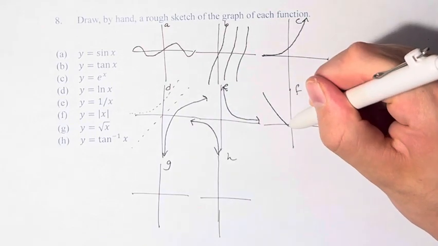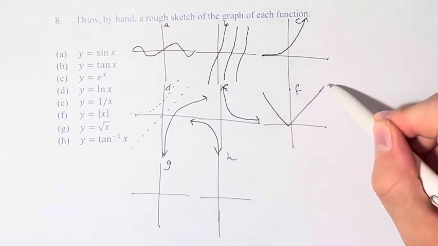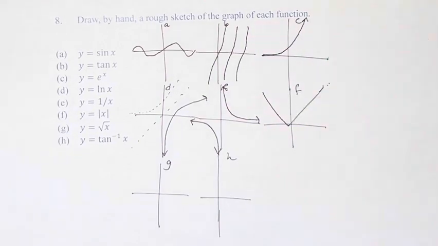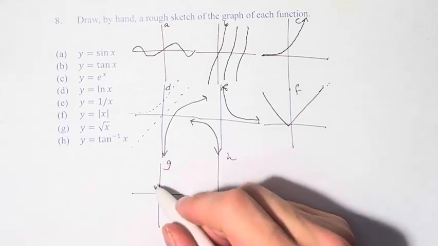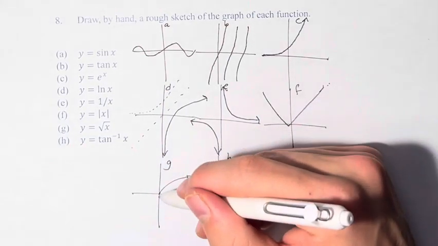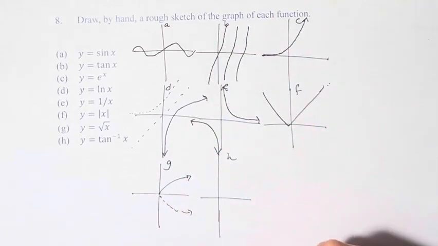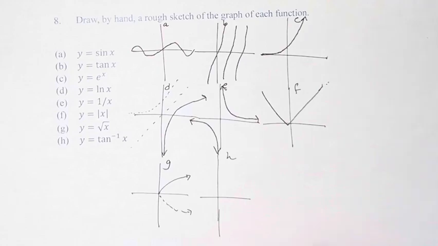The absolute value function looks like that, where it's equal to y equals x in the positive and y equals -x in the negative. Square root of x looks like that. It's half of a parabola, the other half like this, because of the domain restrictions.